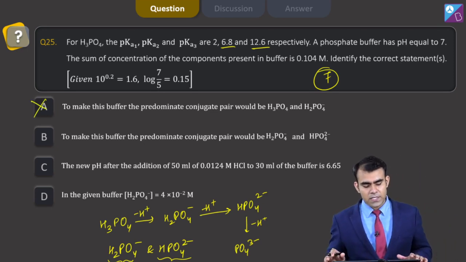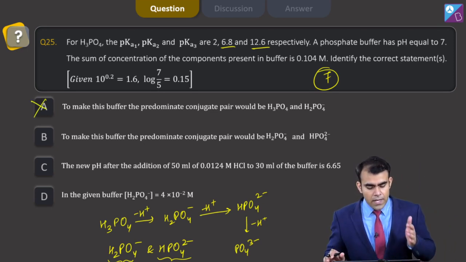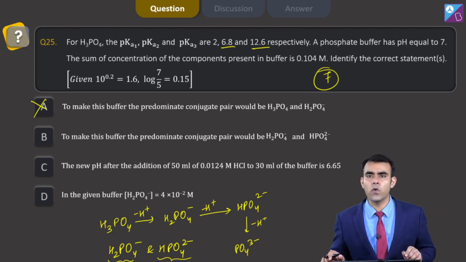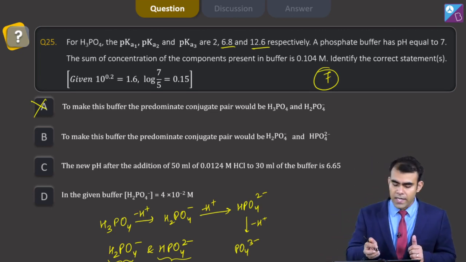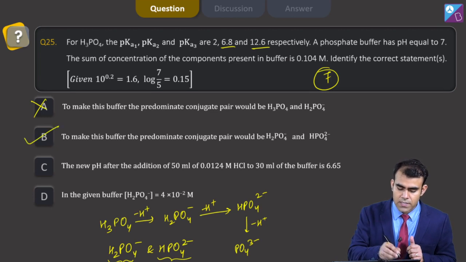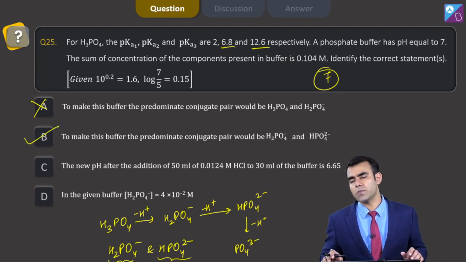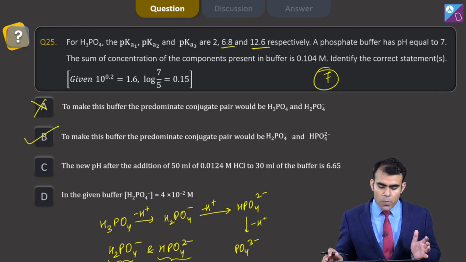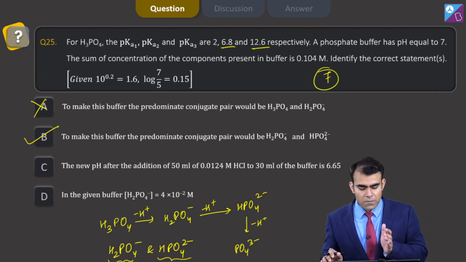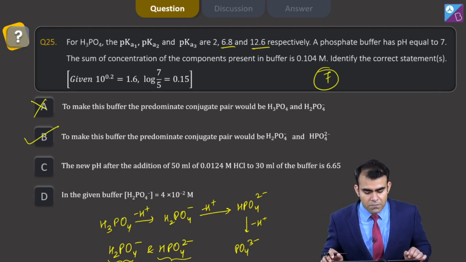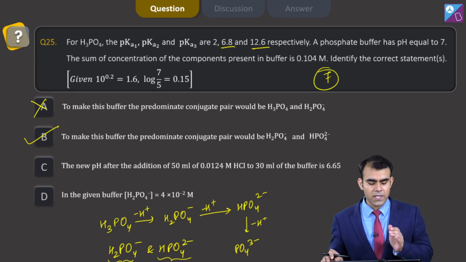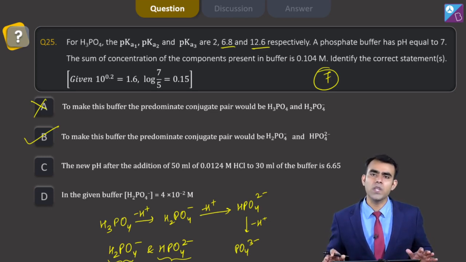Then the second statement says to make this buffer, the predominant conjugate pair would be H2PO4 minus and HPO4 2 minus. Yes, this statement is correct. Now we have to look for other options also. Now here the third statement says the new pH after addition of 50 ml of this to 30 ml of buffer is 6.65, and in the buffer H2PO4 minus is this. Now here we have to do the calculation part.